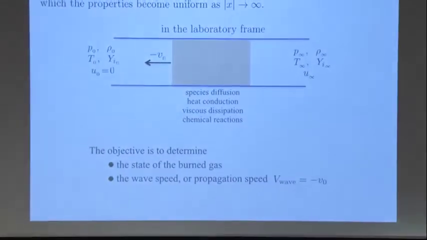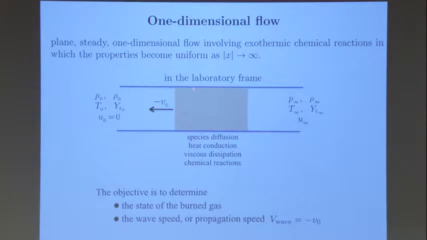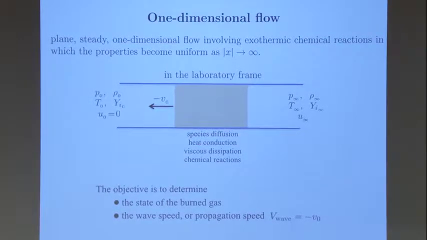So the first thing that we want to do is to look at one-dimensional flow. We have a situation which is described here. We have a plane, steady, premixed flow. Everything today is premixed. We have a one-dimensional flow, with a region where everything happens: all the species diffusion, heat conduction, chemical reaction, viscous dissipation, and so on. Far to the left, we have a mixture with given pressure, density, and temperature. We know the different mass fractions, and the mixture is at rest. U naught is zero. And then there is possibly a wave that propagates to the left at some velocity, consuming that mixture.